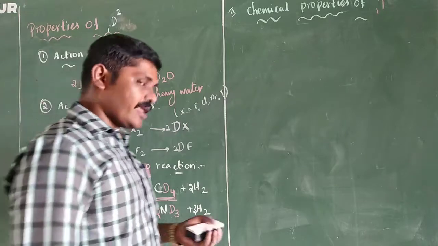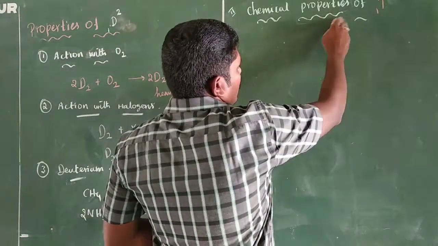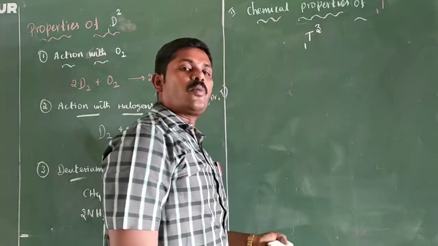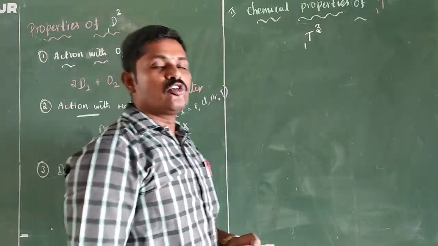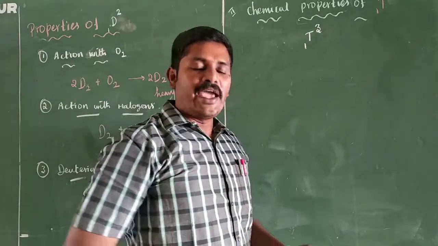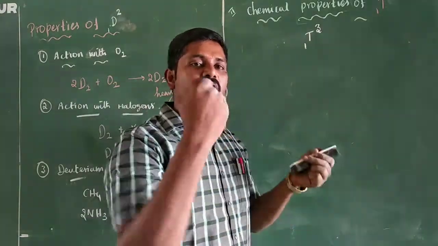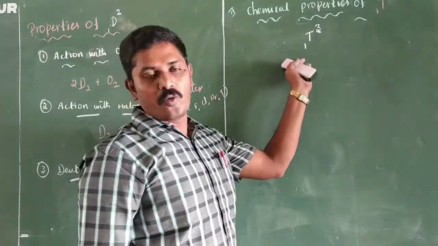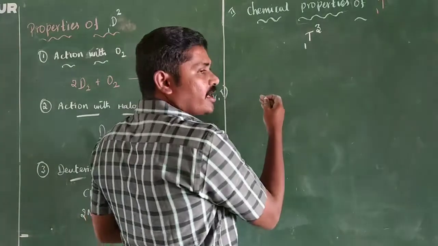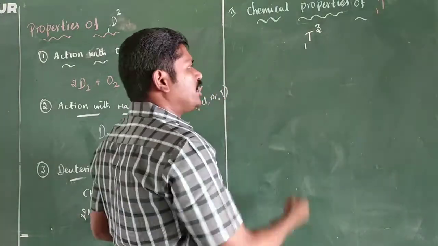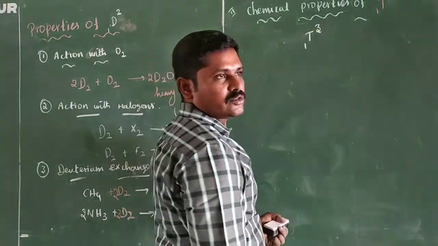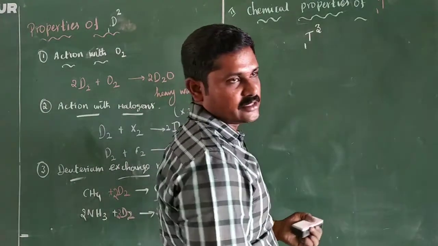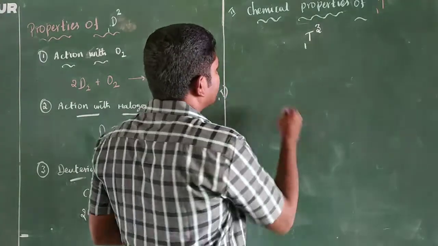So, the deuterium exchange reaction. Okay, the next one is the chemical properties of tritium. Already you know that tritium is a radioactive isotope. It emits beta particles, and auto-dissociation occurs. As a radioactive compound, self-dissociation occurs.